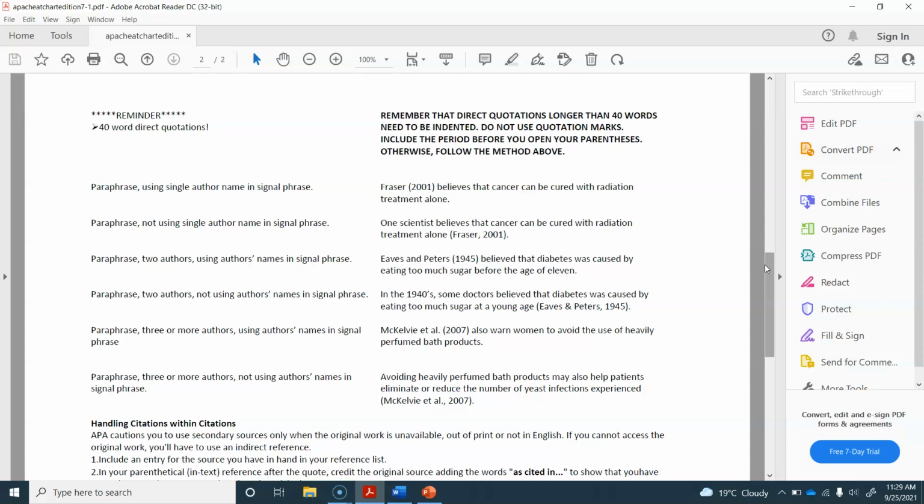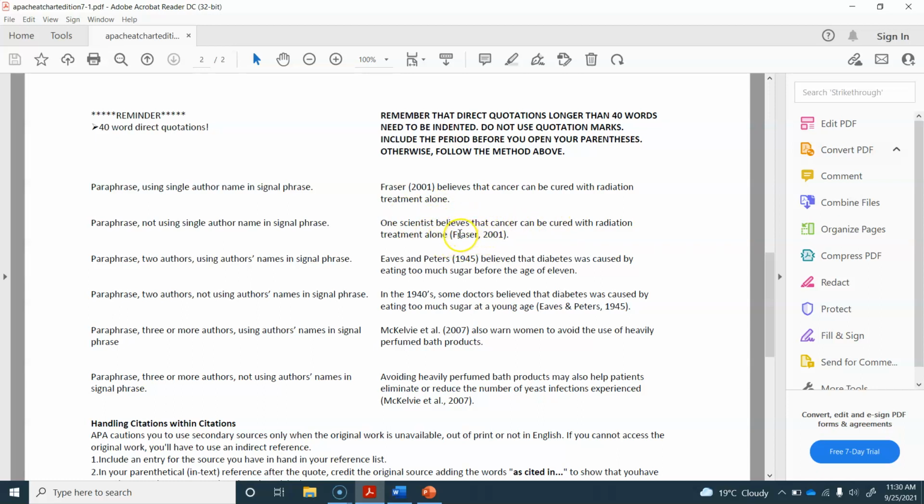So for the first example, we're paraphrasing. We have one author, and we're going to use that author's name in a sentence. So I might say something like Fraser, bracket, year, close the bracket, believes that cancer can be cured with radiation treatment alone. Or I might want to vary it. And instead of using the name Fraser in my sentence, I might say something like, one scientist believes that cancer can be cured with radiation treatment alone.